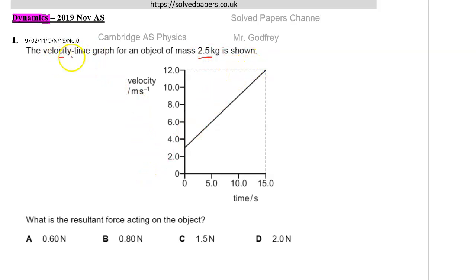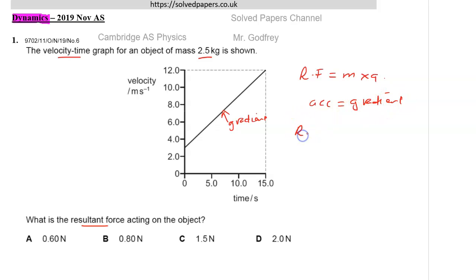The velocity time graph, okay, is velocity on the y-axis, time is on the x-axis. What is the resultant force acting on the object? Of course, you know that resultant force, which we basically call force, it's always a resultant. Resultant force is equals to mass times acceleration, right? In this case, since it's a velocity time graph, we can get the acceleration from the gradient. Of course, you know that acceleration is equals to gradient in a velocity time graph.